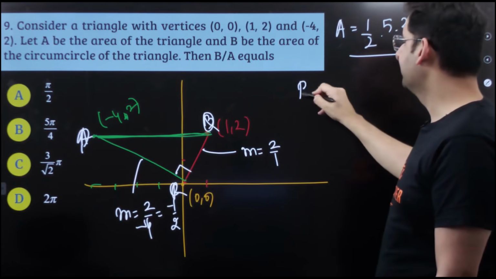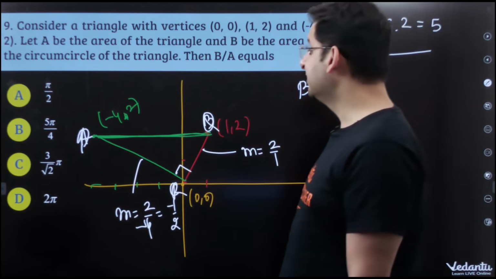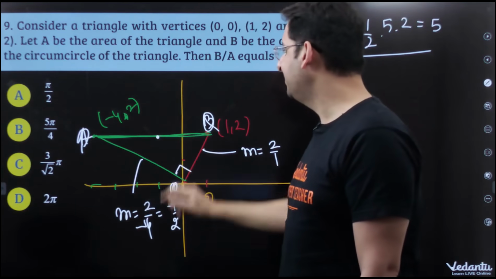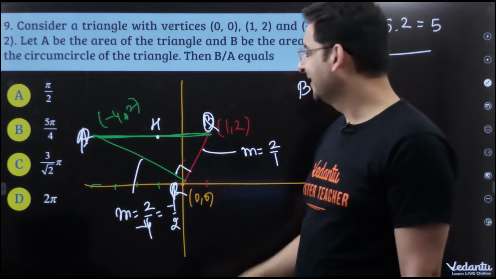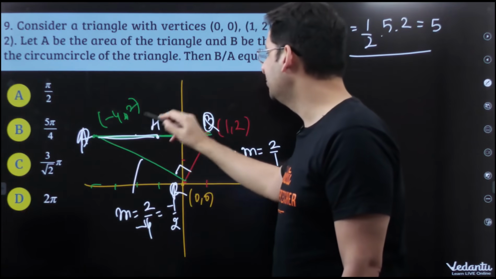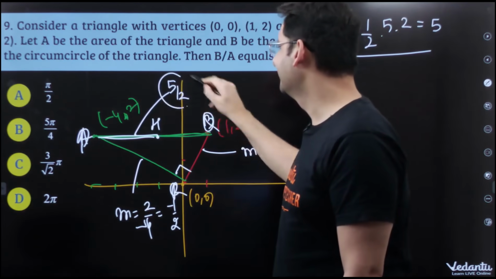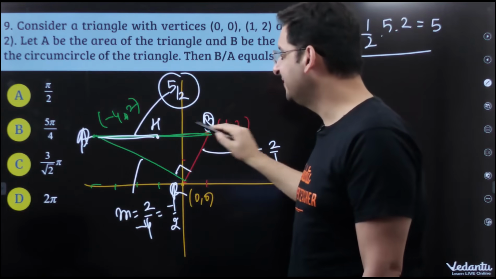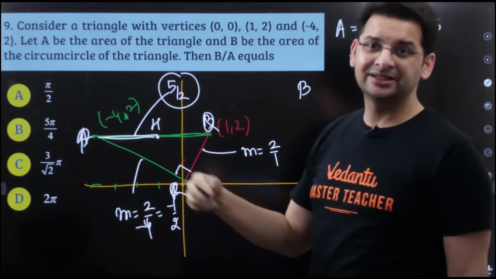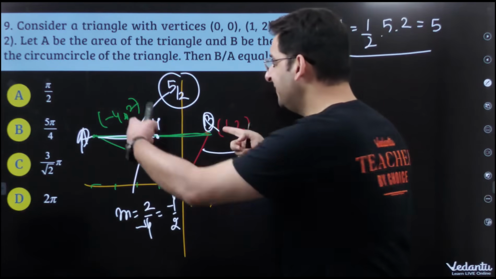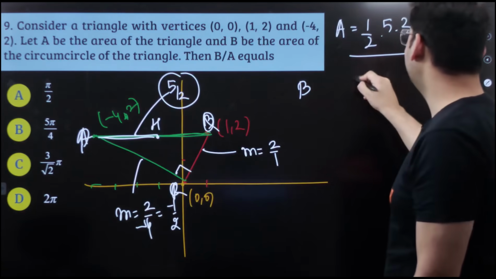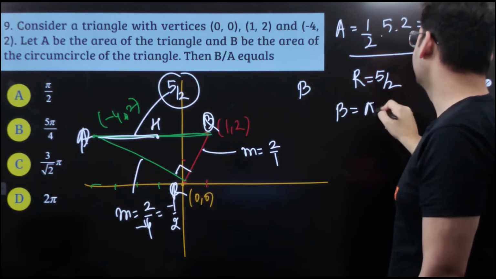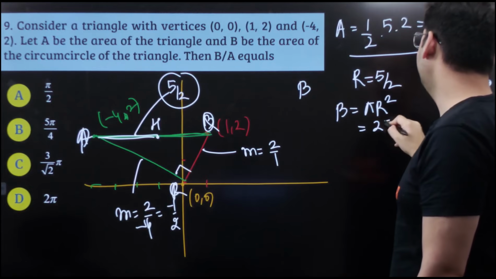What about B? B is the area of the circumcircle. So clearly this is the right triangle. तो भाई इसका hypotenuse यहाँ पर होगा. And इसका radius 5/2 होगा. ठीक है, तो hypotenuse का midpoint is equidistant from all the three vertices and this is actually the circumcenter also. तो ये 5 है, तो ये 5/2, तो radius clearly 5/2 है. B का value pi r square. That is 25 pi by 4.